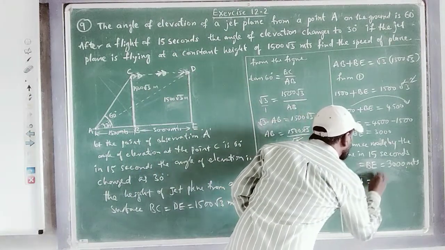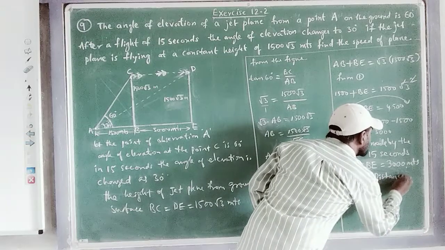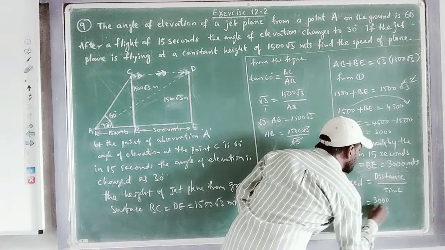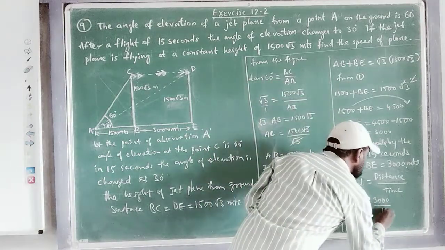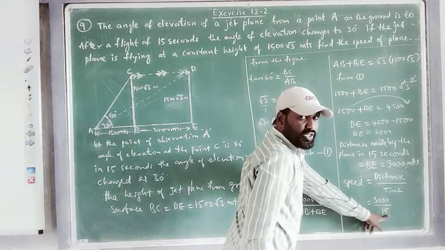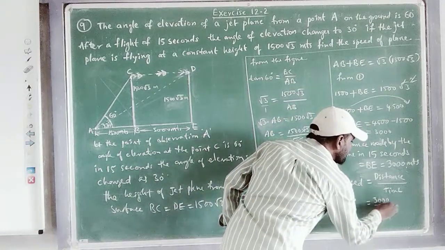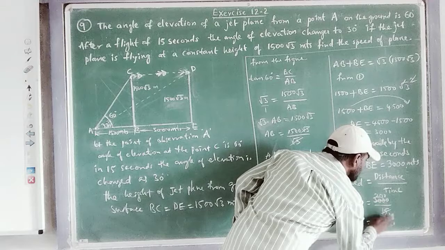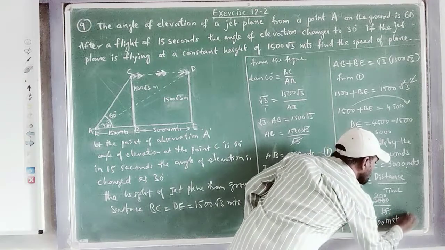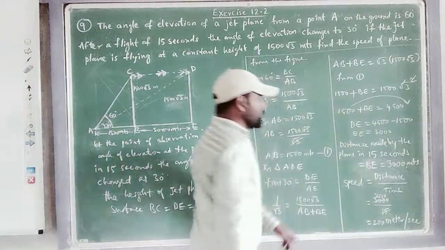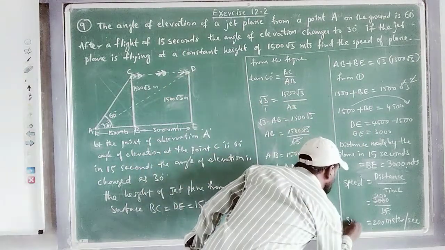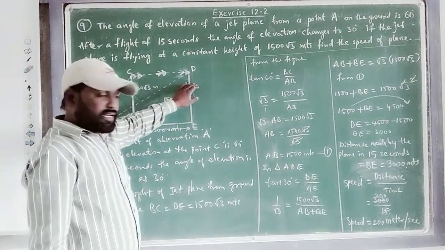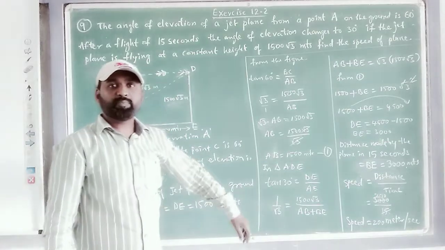So now we can find the speed. Speed is equal to distance by time. Distance made is 3000 meters. Time taken is 15 seconds. It is in meters and seconds, so it will come in meters per second. 3000 divided by 15 is 200 meters per second. So, what is the speed of the plane? It is 200 meters per second. That is the speed of the jet plane.